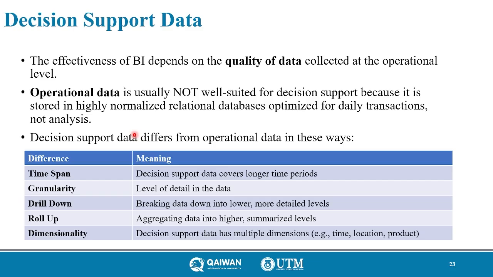Now, decision support data is different from operational data in three ways. Actually, in these ways: time span, it would cover a longer period of time; granularity, the level of detail in the data, from drill down, breaking down data into a lower or more detailed level or zoom in, to roll up or zoom out, aggregated into a higher summarized level; and dimensionality, decision support data has multiple dimensions: time, location, and product.